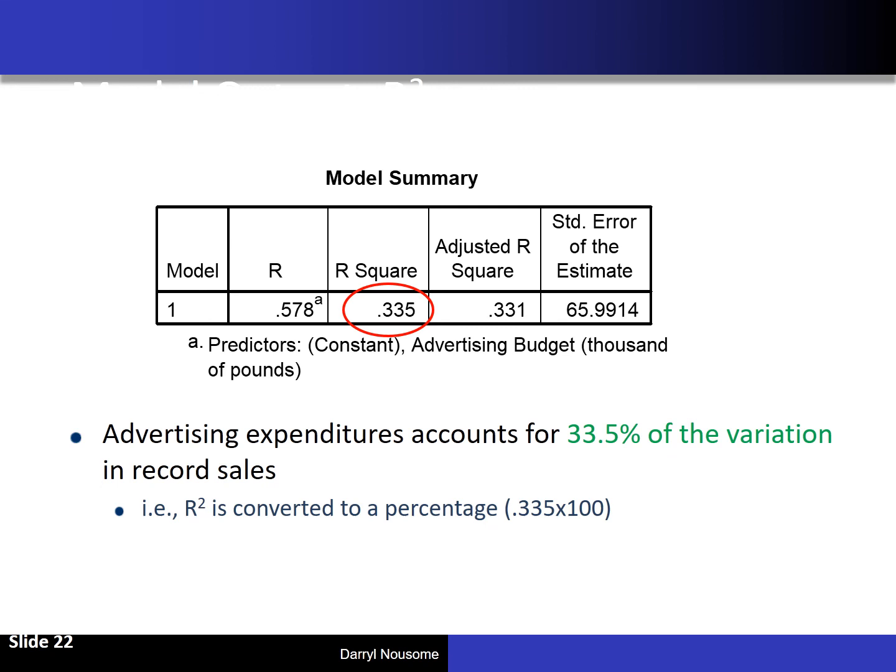When SPSS runs, it gives us a couple of different tables. Firstly, we get the R and R squared table, similar to what we've seen before in correlation. We get an R, and the R squared term is just the R value squared. That's saying that advertising expenditures account for 33.5% of the variation in our Y, or in this instance, the record sales. So our R squared is just converted to a percentage, drawn from our R statistic here. That's all we need to know for this table.